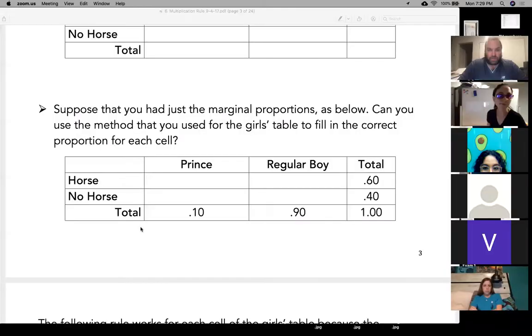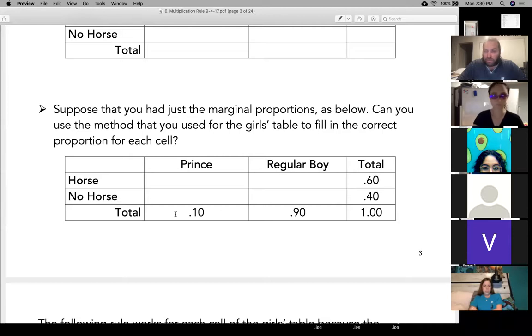I don't know why this isn't working. Normally it does, but okay, let's go to the next one. It says, suppose that you had just the marginal proportions as below. Can you use the method that you used for the girls' table to fill in the correct proportion for each cell? And the answer is no, you cannot.